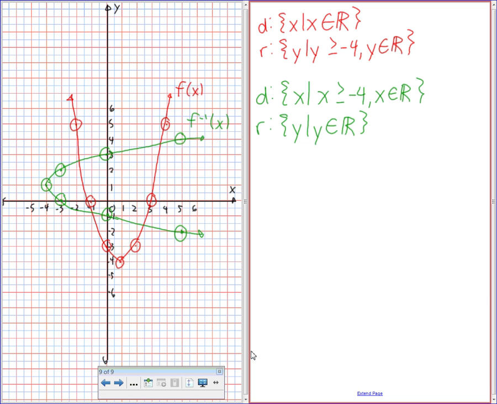I didn't want to give this away, but I'm going to today. It's not quite Valentine's Day, but I'm going to tell you my Valentine's Day joke. The line of reflection for these two graphs is y equals x. That's the line of reflection. And it makes sense because, again, that's where the x and the y switch.